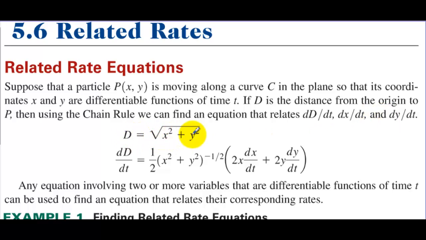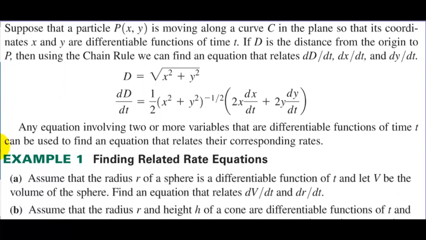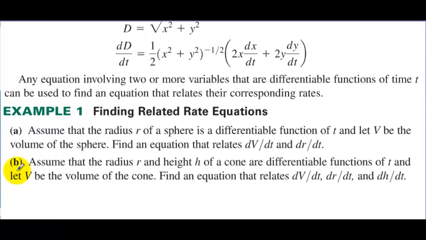So if D was the square root of x squared plus y squared, we could take the derivative implicitly with respect to t. So we're taking the derivative implicitly with respect to a third or even a fourth variable. See, there are no t's in here, so we very much have to do this implicitly. Anytime we take the derivative of a variable, we will write the variable over dt. So here we took the derivative of D, there's the dt. We take the derivative of x, dt, and the derivative of y with dt. Any equation involving two or more variables that are differentiable functions of time t can be used to find an equation that relates their corresponding rates.